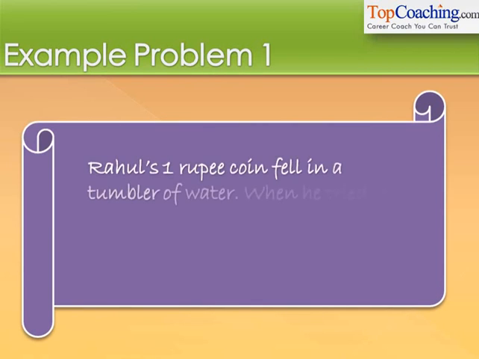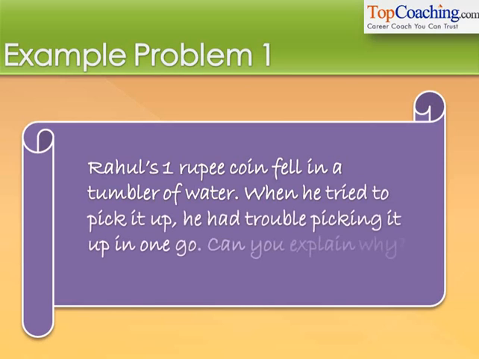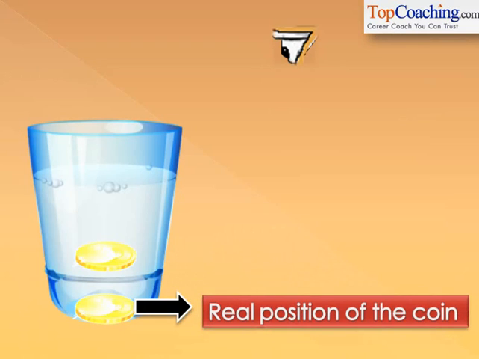Raoul's 1 rupee coin fell in a tumbler of water. When he tried to pick it up, he had trouble picking it up in one go. Can you explain why? This is something I had just talked about. Raoul's 1 rupee coin fell in water. So this is the real position of the coin. Raoul has difficulty picking up the coin out of the water.